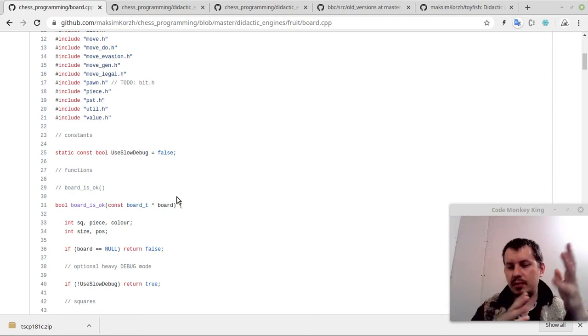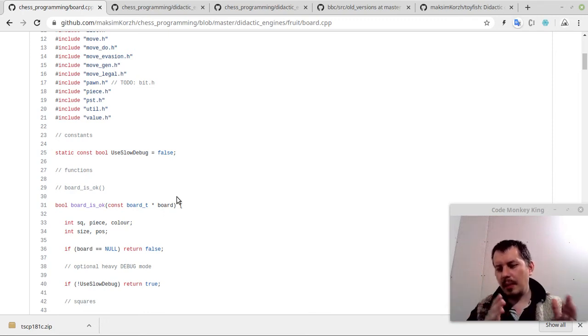So that was a period of time back in the day, when Fruit was really the mainstream in terms of how you would organize the source code for your engine. That was a sort of de facto standard.